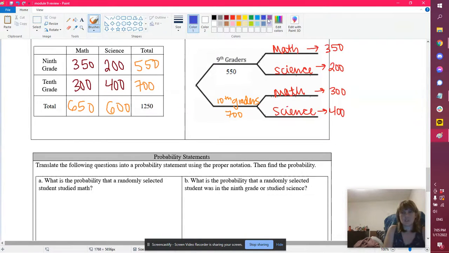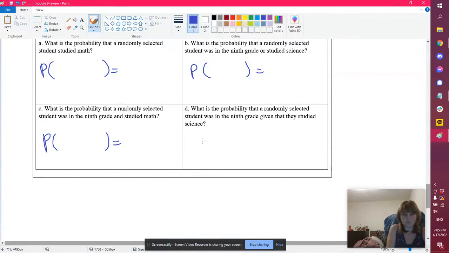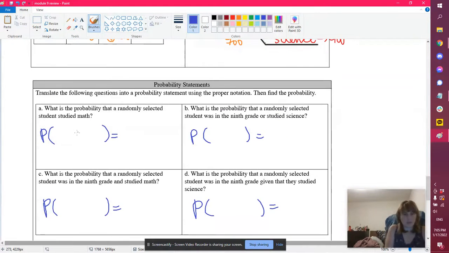For these ones, it says, translate the following questions into a probability statement using the proper notation, and find the probability. So we also want to do these P statements. Right, so let me write these in. Okay, what is the probability that a randomly selected student studied math? Because we didn't say anything about their age, we're just going to write M. What's the probability that a randomly selected student was in the 9th grade or studied science? And we do want to use this symbol for or.